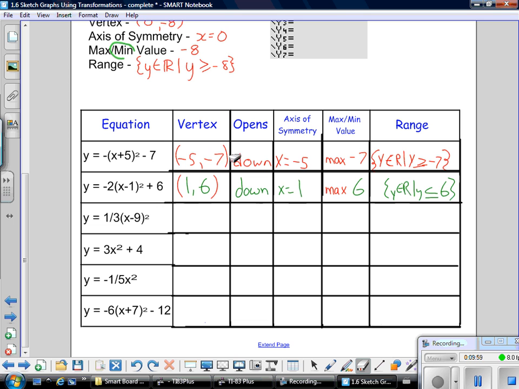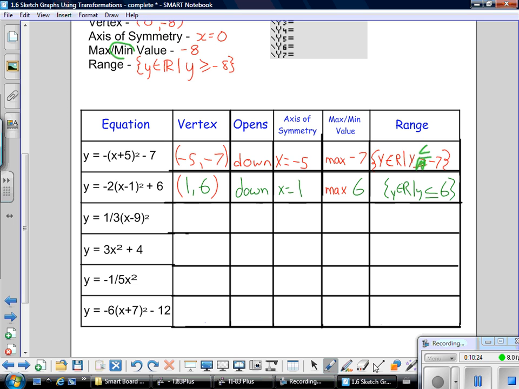And actually, if I go back up here for a second, I have that it opens down. So actually, this here should be y has to be less than. Just hold on a second and I'll change that. I'm wondering if any of you got that. So it has to be less than -7.